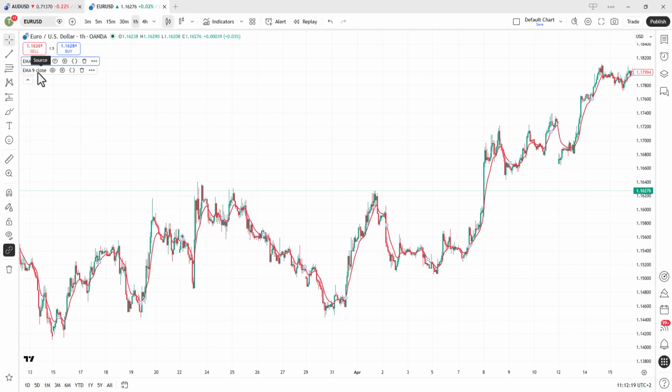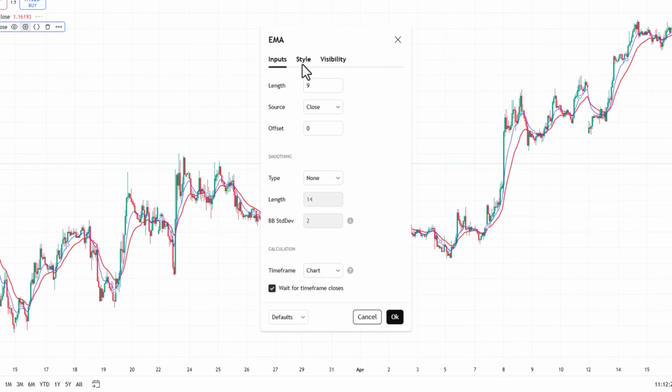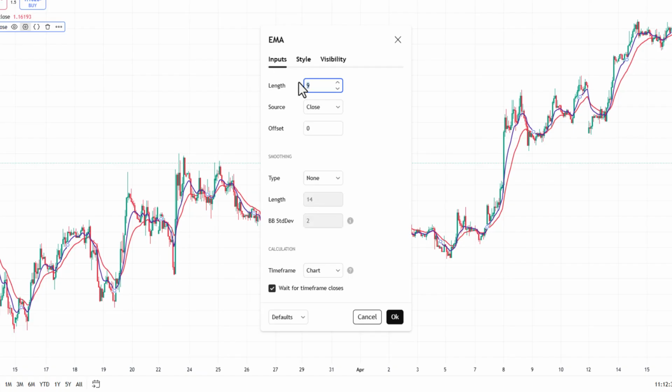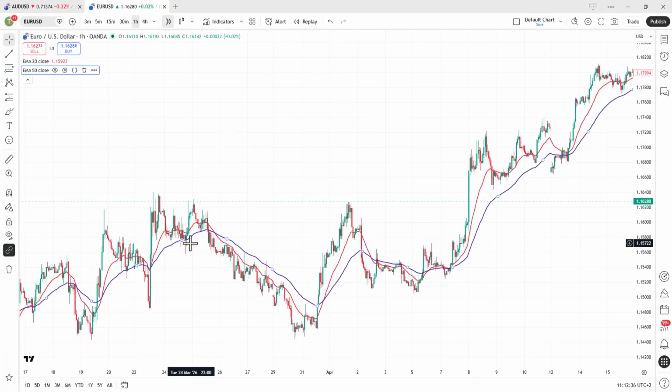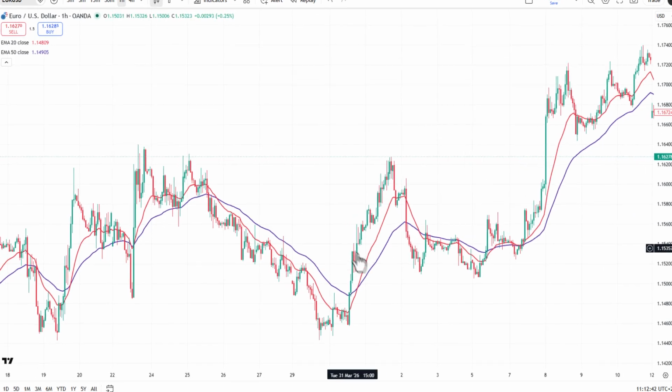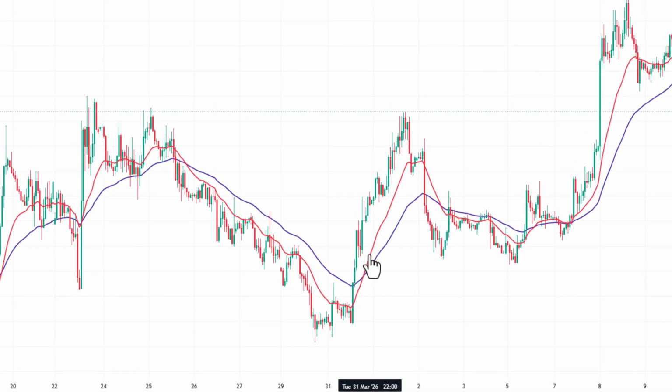And for the second moving average, this will be the trend-like indicator. I will make it thicker so it's more visible. Change the color slightly. And for the input, I'll set a 50-period EMA. Now, when the faster moving average crosses above the slower one, that may signal bullish momentum. When the faster moving average, which is the red line, crosses below the slower one, that may signal bearish momentum.